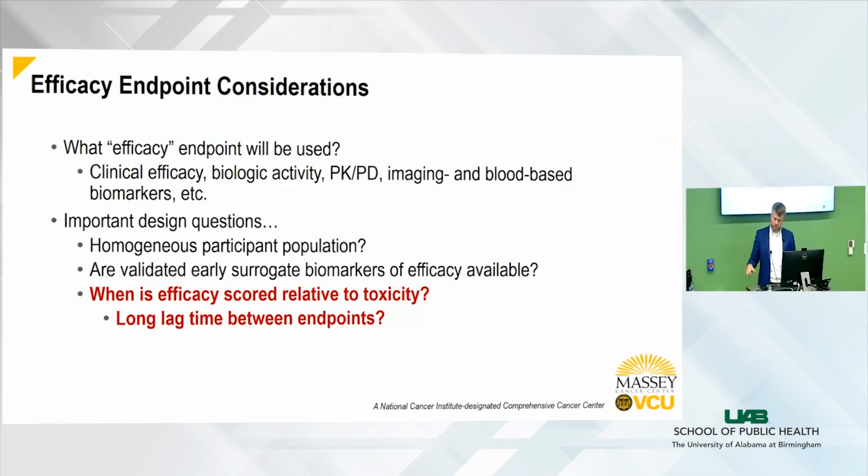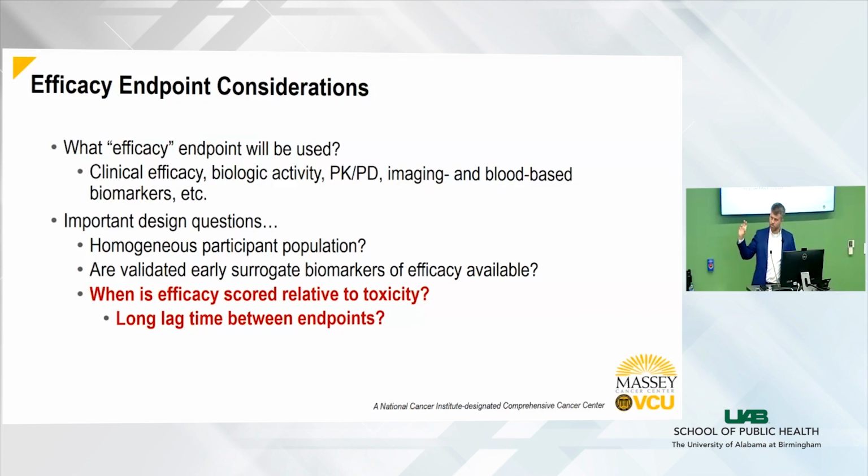So some other important design questions in this context are: do we have a homogeneous patient population? Somewhat. Are there validated early surrogate biomarkers for efficacy that are available? So if I use some shorter term endpoint, like some biomarker, is it predictive of longer term clinical efficacy, right? We could use something, we're hitting some target inhibition, looks great, but is that reflective of long-term benefit from the drug? And we discussed, when is efficacy scored relative to toxicity? So is there a long lag time between the endpoints?